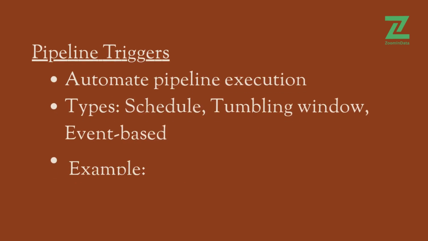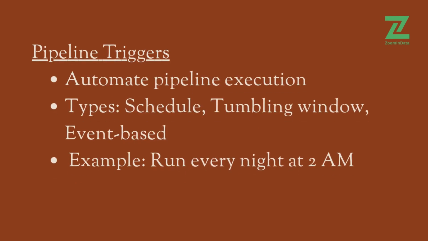Triggers automate when pipelines run. You can use schedule triggers for regular intervals, tumbling window triggers for batch processing, or event-based triggers that react to events like a new file arriving in storage. For example, you can set a pipeline to run every night at 2 a.m. to process daily sales data automatically.